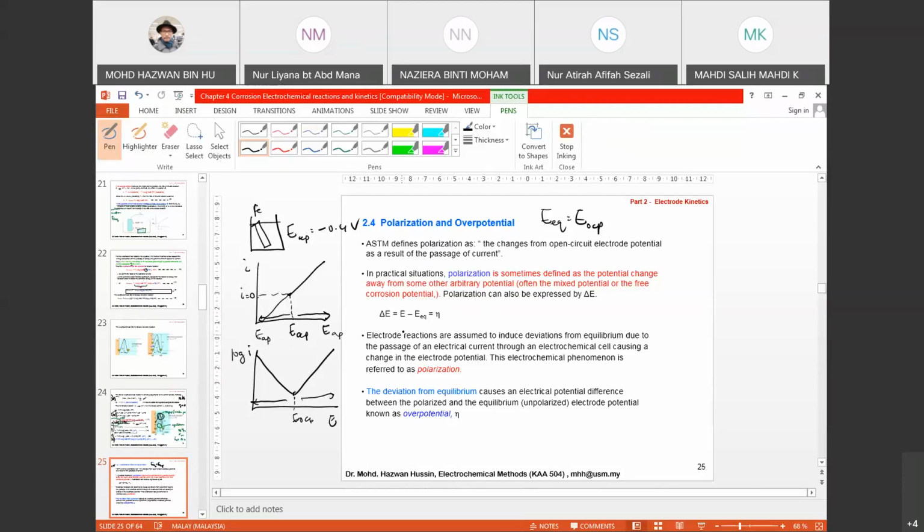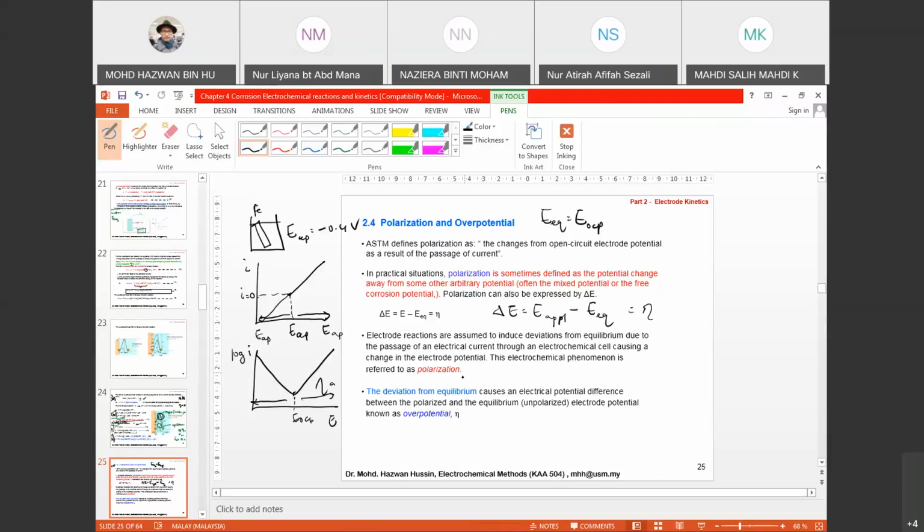So the change of potential, this one, is actually equal to applied potential minus equilibrium potential. So this actually will give you a value known as eta, or overpotential. So this is actually eta anodic, and this is actually eta cathodic.